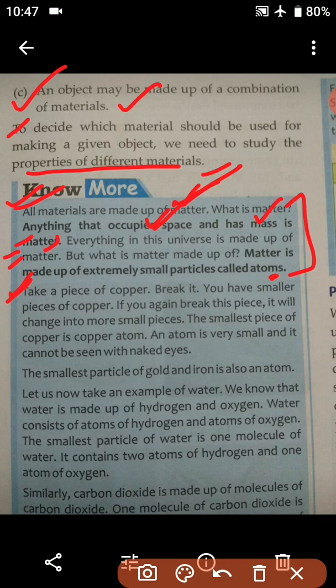So the smallest piece of copper is a copper atom. Students, the smallest piece of copper that we find is known as a copper atom. An atom is very small and it cannot be seen with naked eyes. We cannot see an atom with our naked eyes; for that we need a microscope.